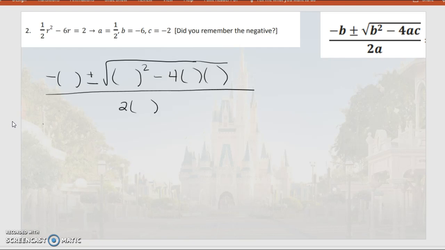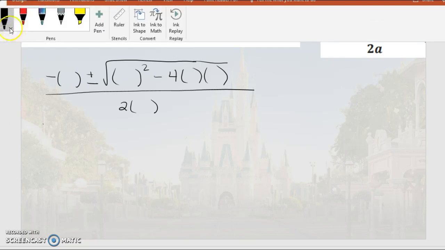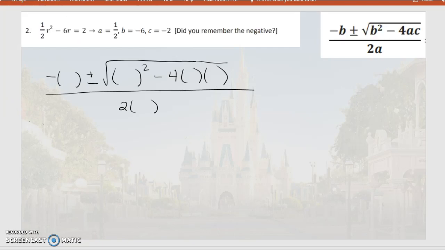Okay, so it already did the work for us. It told us what a, b, and c are. Love it when it does that. So we have a is 1/2, b is negative 6, and c is negative 2. Super awesome. Thank you. All right.